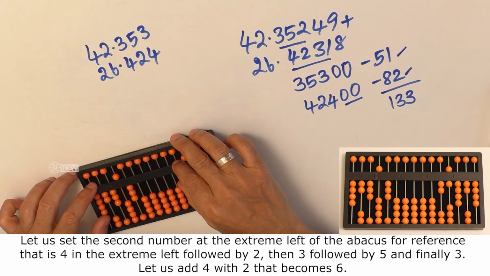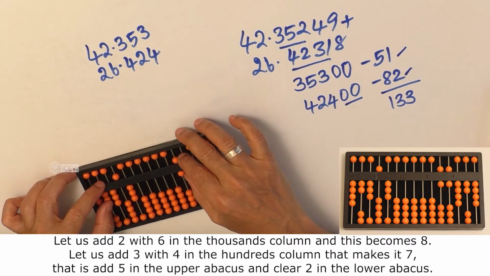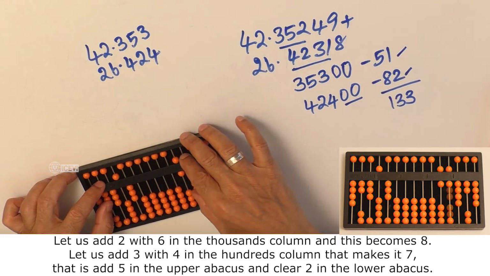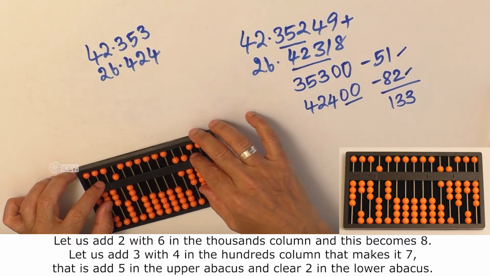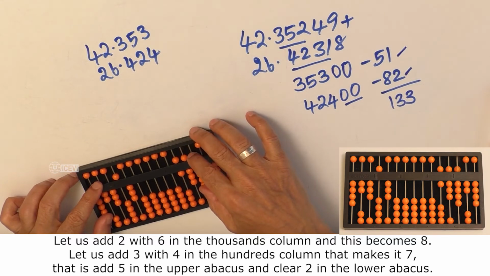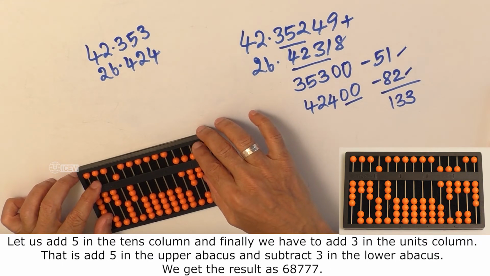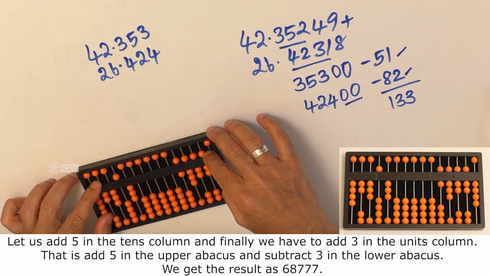Let us add 4 with 2, that becomes 6. Let us add 2 with 6 in the thousands column, and this becomes 8. Let us add 3 with 4 in the hundreds column, that makes it 7. That is, add 5 in the upper abacus and clear 2 in the lower abacus. Let us add 5 in the tens column, and finally we have to add 3 in the units column.